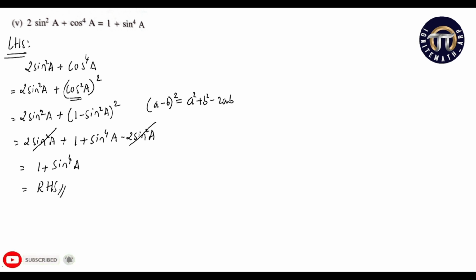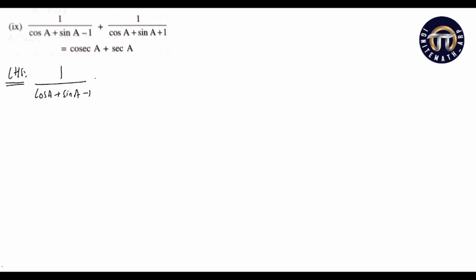RHS. Clear, children? So now let us move to the next question, that is the 9th question. Here again I will take the LHS. So look at this very carefully. So LHS is 1 divided by cos a plus sin a minus 1, plus 1 divided by cos a plus sin a plus 1.